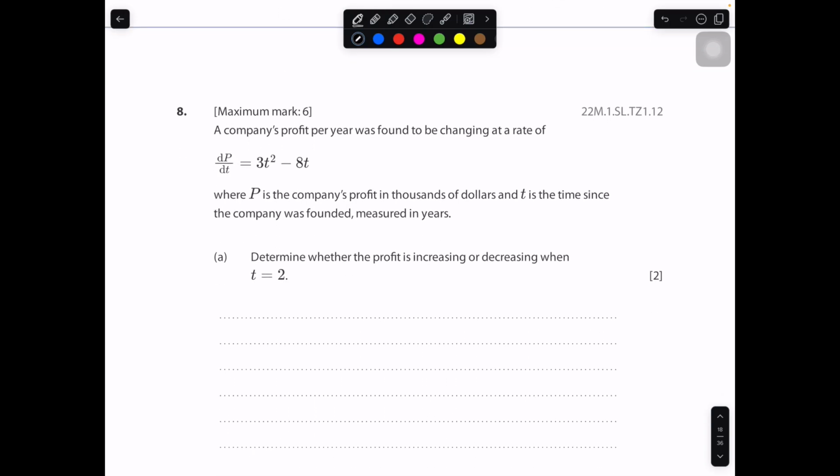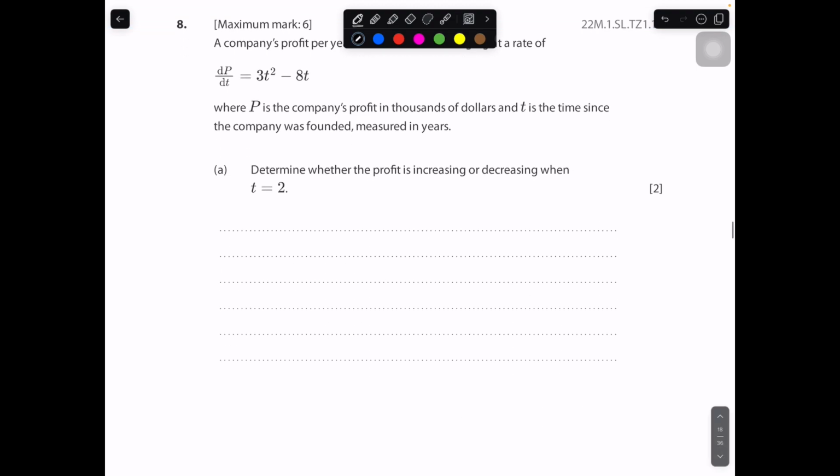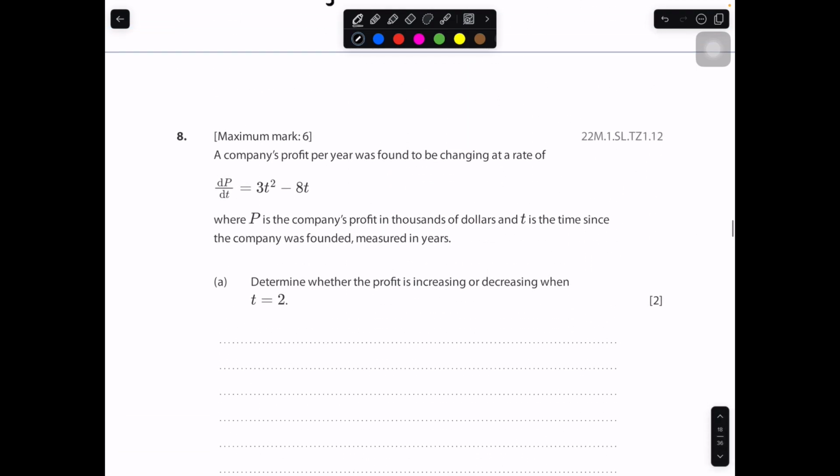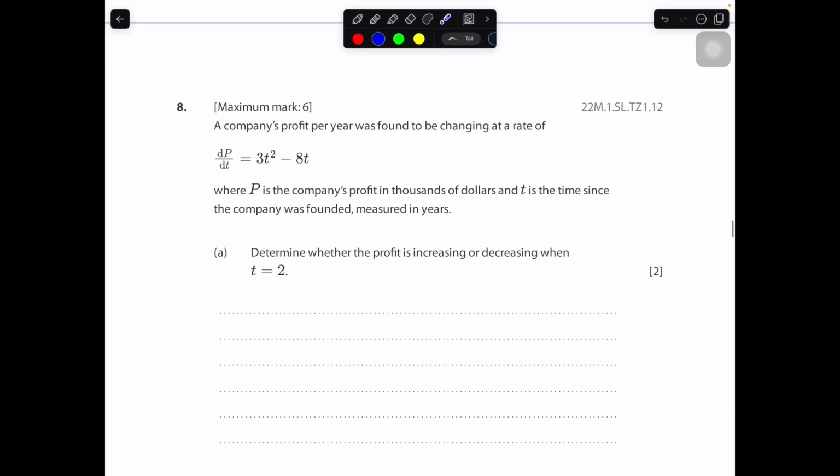All right, okay, let's keep going. A company's profit per year was found to be changing at a rate of dp dt. Did we do this one yet? No, I suppose not. The change in profit over change in time is equal to 3t squared minus 8t, where p is the company's profit in thousands of dollars and t is the time since the company was founded, measured in years. Determine whether the profit is increasing or decreasing when t is equal to 2.